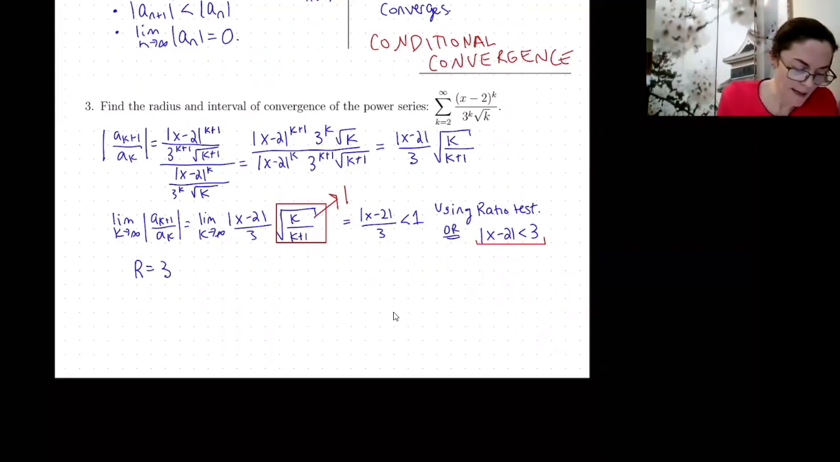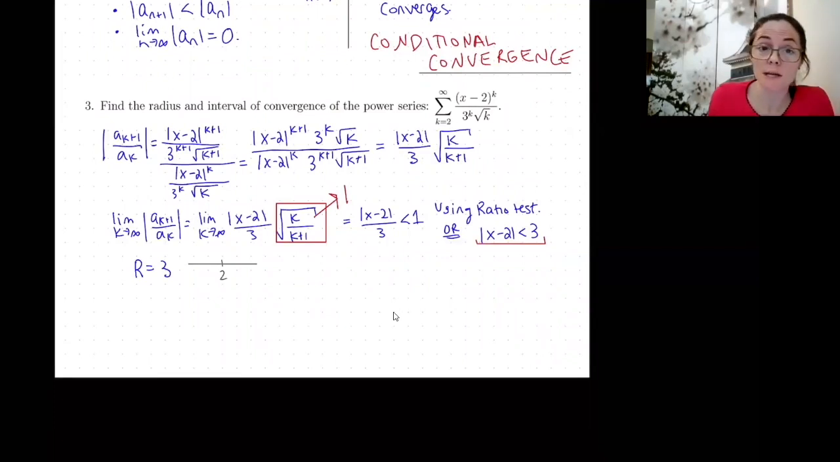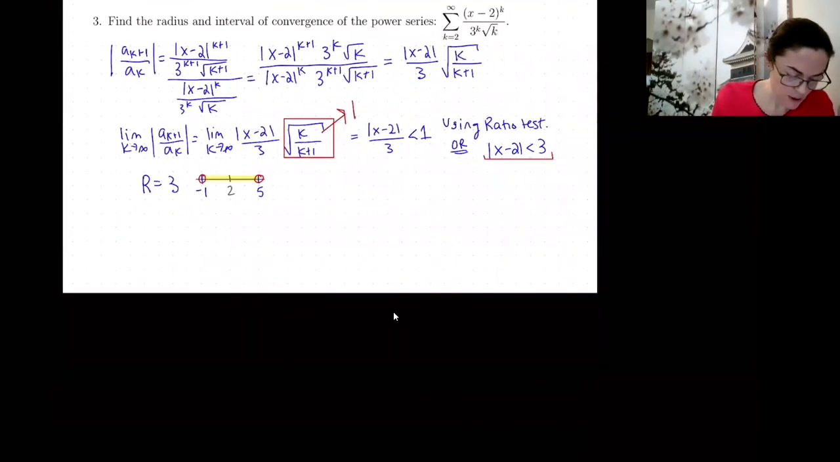And what we know so far is, let me draw a number line. We know here is the center, 2. And we move out in each direction by the radius. This would be 5, and this would be minus 1. And so far, we don't know anything happening at the endpoints, but we are guaranteed convergence in between. And what we need to figure out is, does the power series converge at 5 and at minus 1? Then we will be finished. So we have the radius, but now we need the interval. So let's test these two.